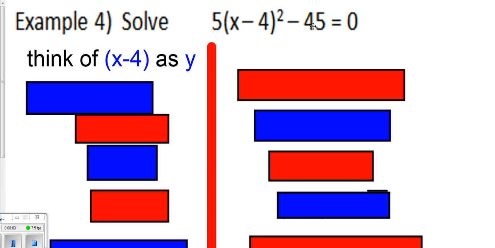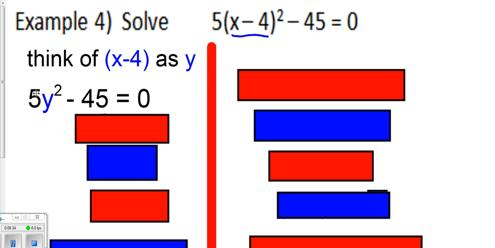Here we have a much larger equation. We have x minus 4 inside the parentheses, and that is what's being squared. Then take that and multiply it by 5. Then take all of that and subtract 45. So to simplify this problem, we're going to pretend that this piece, this x minus 4, what if we just called that y? Then it would look something like this. 5 times y squared, so y squared and then times 5, minus 45 equals 0.